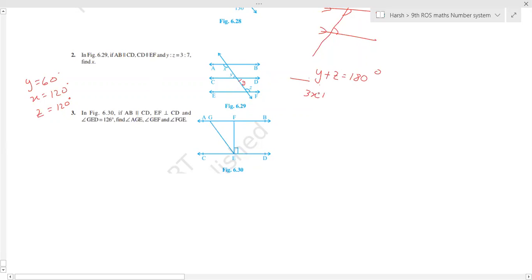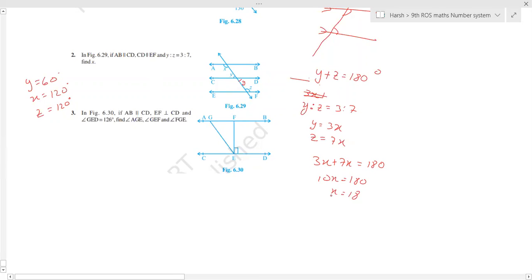What are you telling? No, wait. 3x plus 7x is equal to 180. y to z is 3 is to 7. So if y is 3x, z is equal to 7x. So 3x plus 7x is equal to 180. So 10x is equal to 180. x is equal to 18. So yeah, sorry, sir.